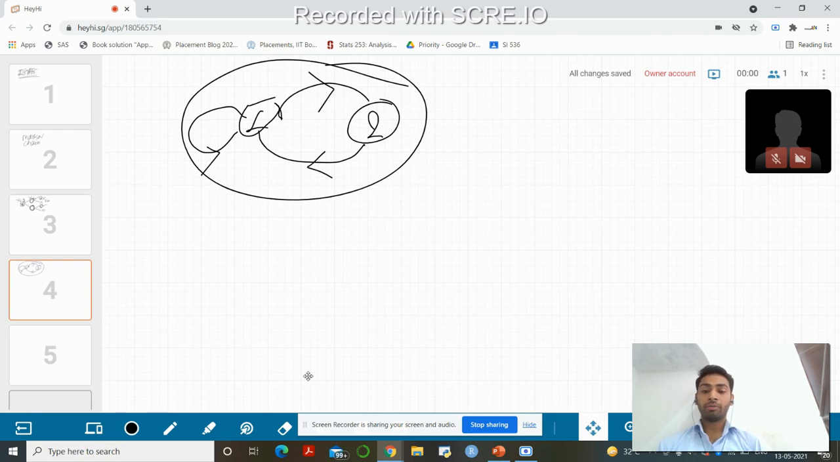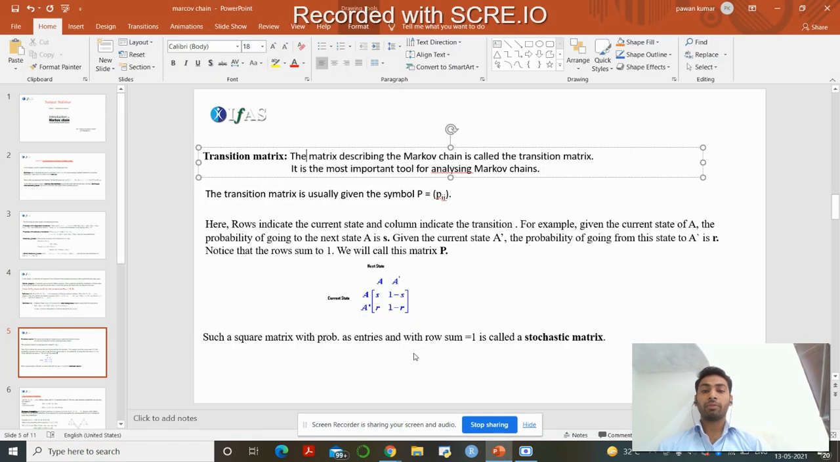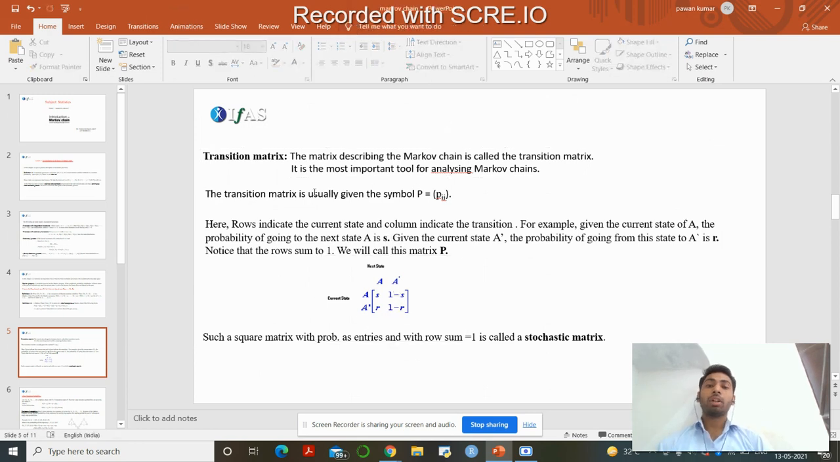So if I would like to define the Markov transition matrix, how will we define it? We will define it like this. First of all, the transition matrix is usually given the symbol P. So I will add here that this is equal to P.